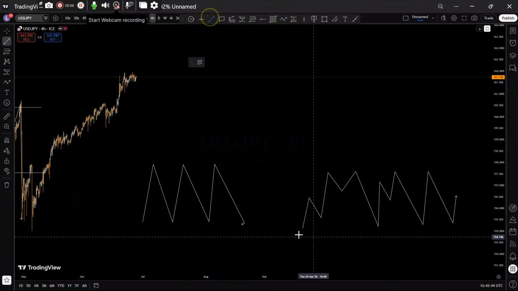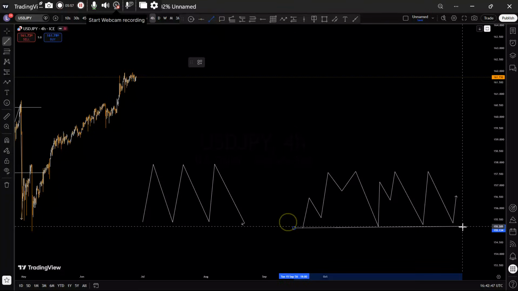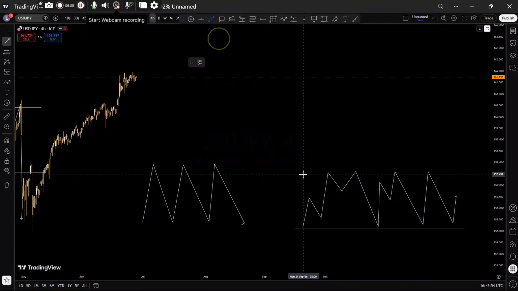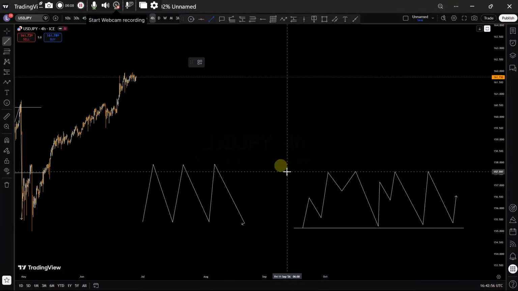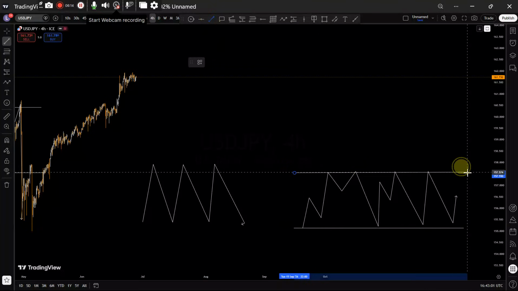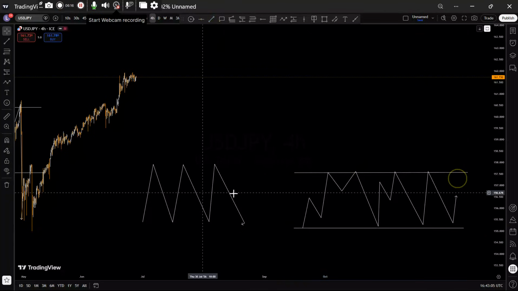And if you draw your support and resistance line, you will see that the market was respecting this zone, and at the same time it was also respecting this zone. As you can see, it was also respecting this zone. So yeah, we have our support and resistance line. Many times this is how the market moves.